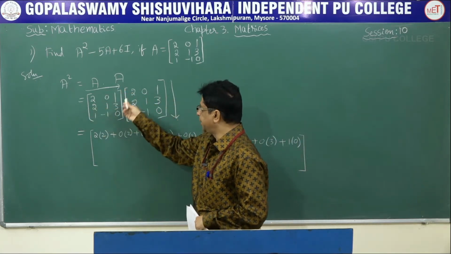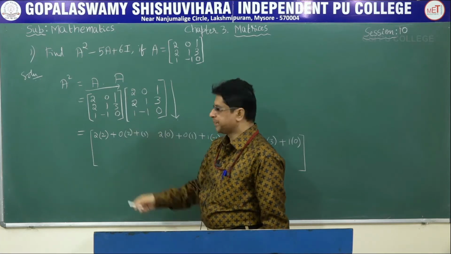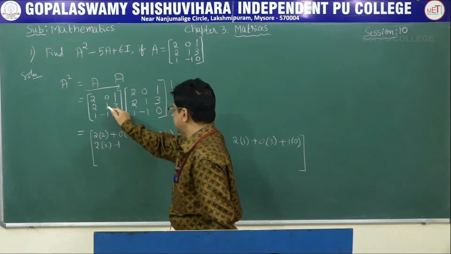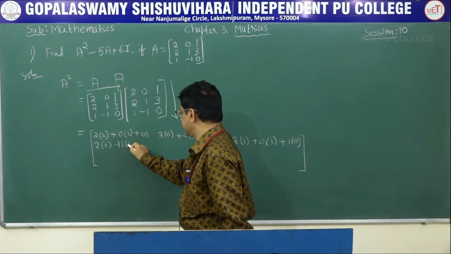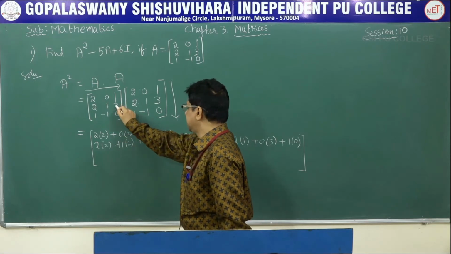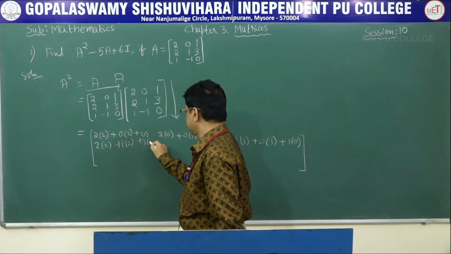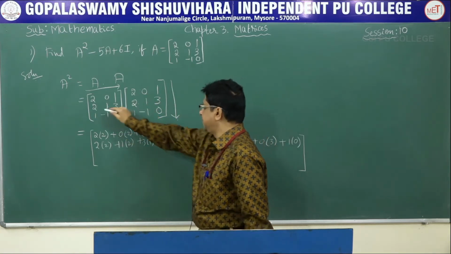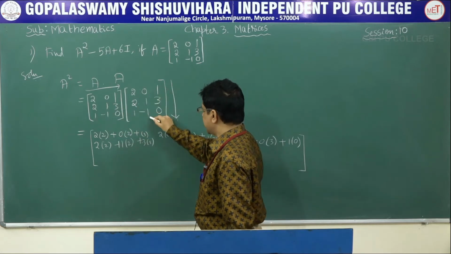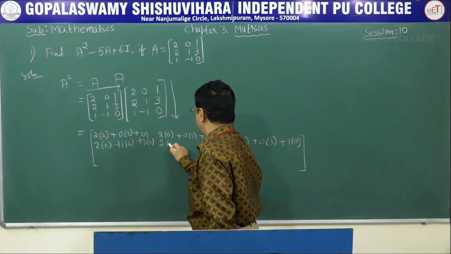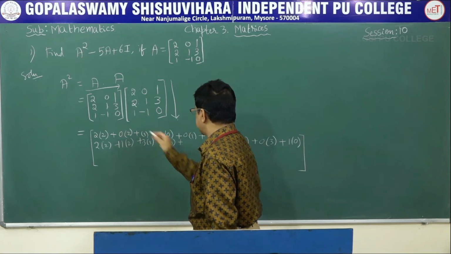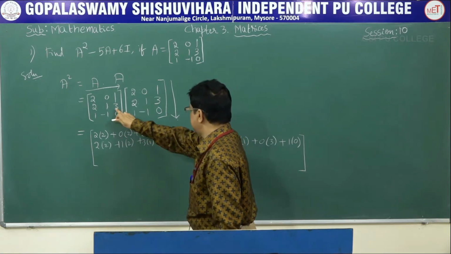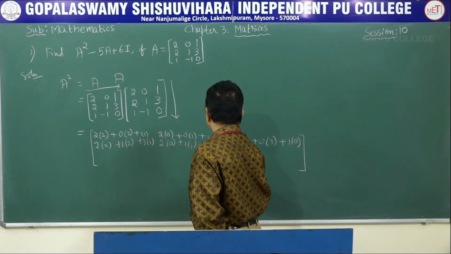So second row into first column, that is 2 into 2 plus 1 into 2 plus 3 into 1, that is second row first column. Next element will be second row into second column, that is 2 into 0 plus 1 into 1 plus 3 into minus 1.